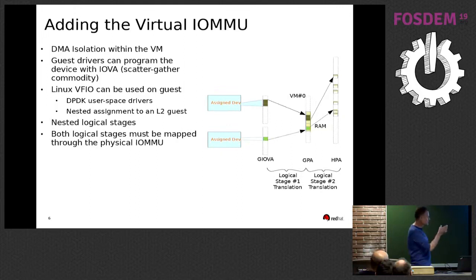So here we talk about logical stages. The first one is mastered by the guest operating system. When it programs the virtual IOMMU, it actually programs stage one. This is the first stage that translates guest IOVA into guest physical address. And then you have the second translation stage that is programmed by the virtual machine monitor, which does the normal device assignment, I would say, and translates guest physical address into host physical address. So those are logical stages.